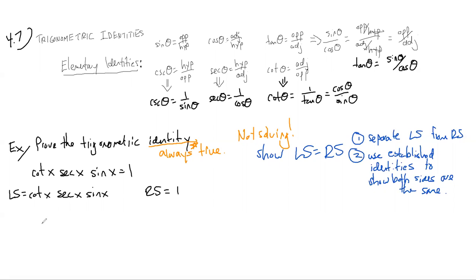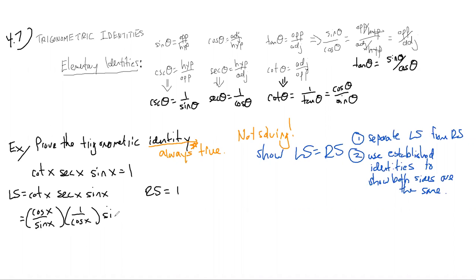So cotan x, I could replace it with 1 over tan, but I'm going to jump right into cos over sine. Since my angle is x instead of theta, I'll just be consistent with that. So it should be cos x over sine x. Secant is 1 over cos x.